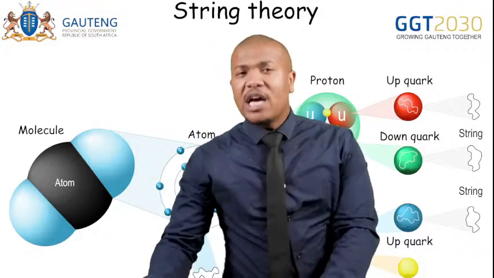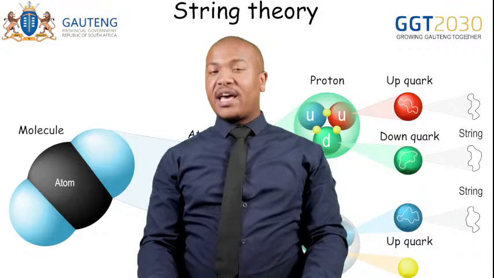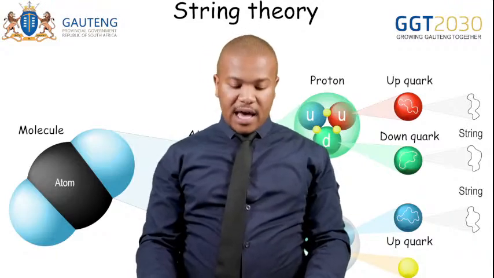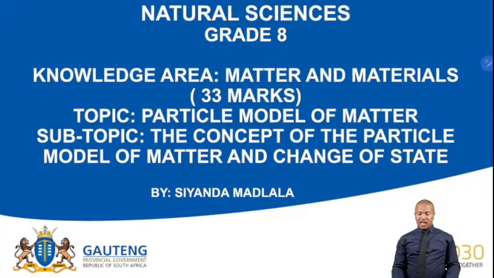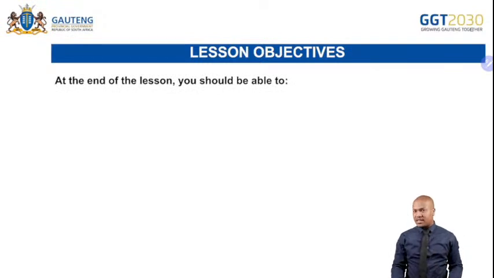Right. Today we are going to be doing the particle model of matter as our topic. And we have our subtopic, which is the concept of the particle model of matter and change of state. Also, these topics are found under the knowledge area, which is matter and materials for your term 2, which consists of about 33 marks of your term 2. Now, let's move on. Let's look at what you need to achieve by the end of this lesson.